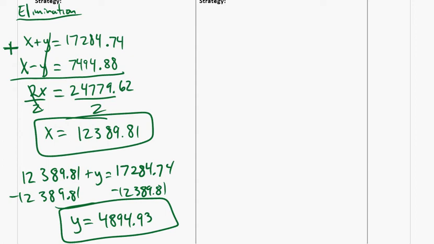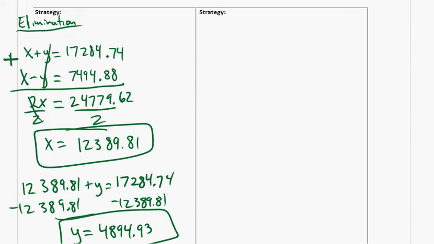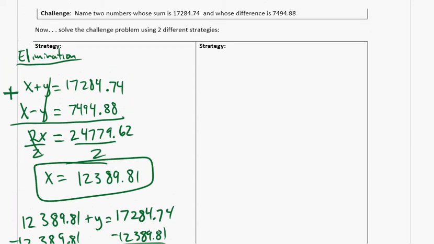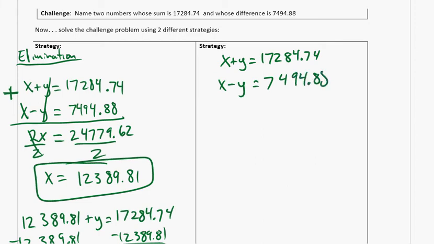Okay, what I'm going to do next is start all over from scratch. This time I'm going to use the substitution method to do it. So same two equations, x plus y equals 17,284.74, and x minus y equals 7,494.88.